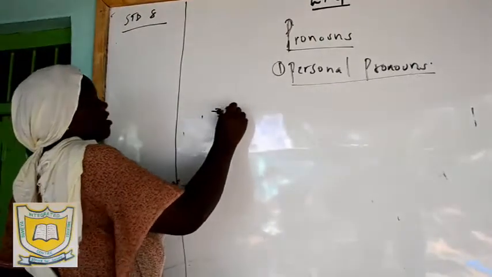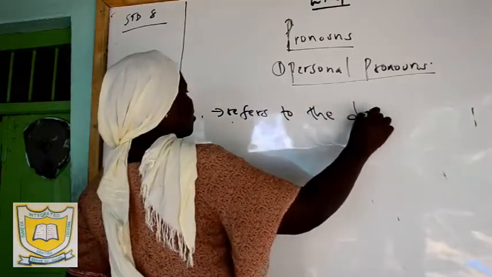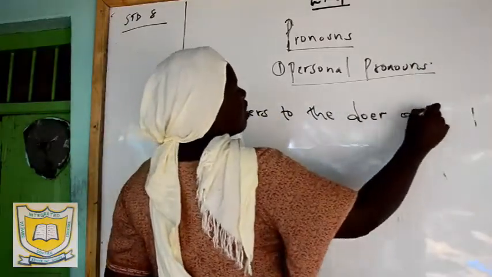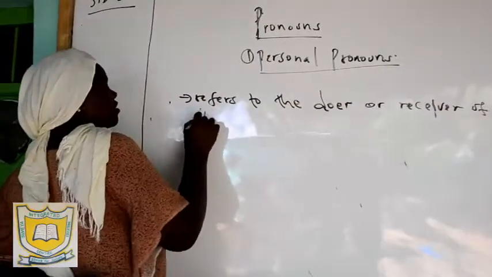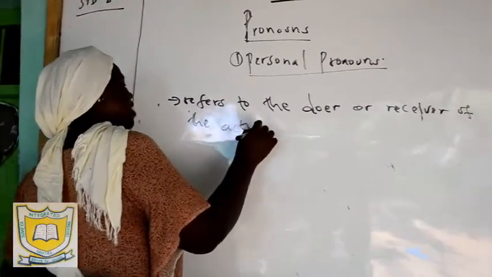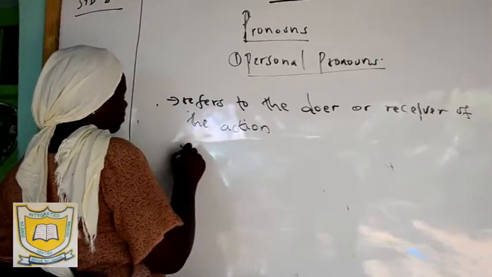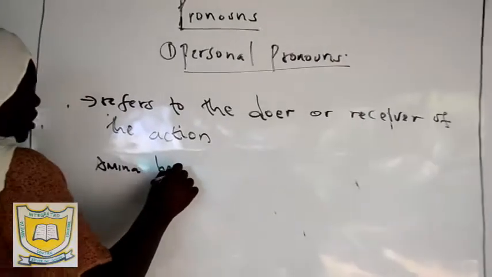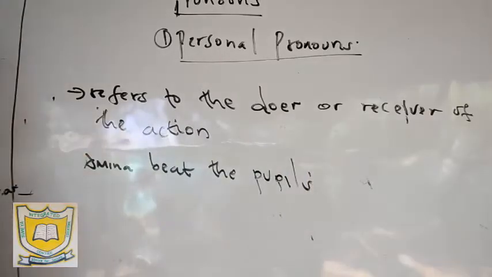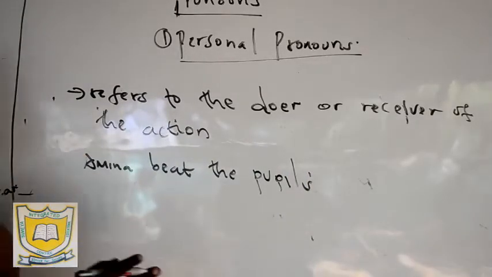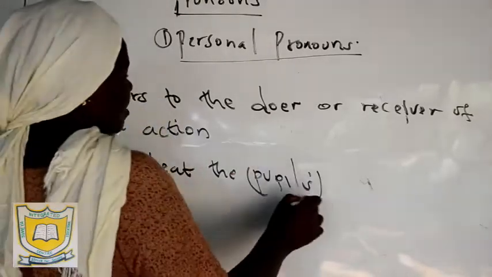So in short, you can simply say a personal pronoun refers to the doer or receiver of the action. Now, if I say the doer or receiver of the action, for example, Amina beat the pupils. The same pronouns are used in place of nouns. So you have Amina, which I can replace with she, and I can replace the pupils with what?